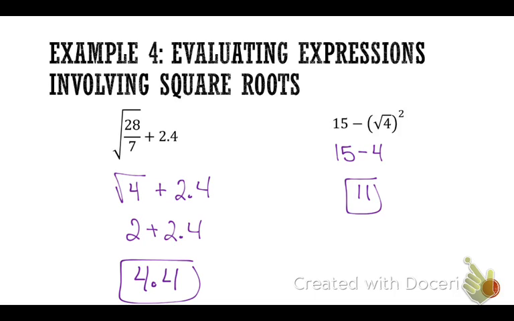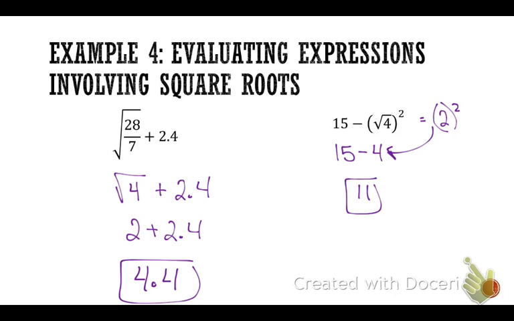All right, the square root of 4, just to show you how it breaks down, is 2, and 2 squared is 4. But I recognize that the square of something and the square root actually just cancel out, and my answer would just be the original number. All right, 4.4 and 11. You guys did really well on that.